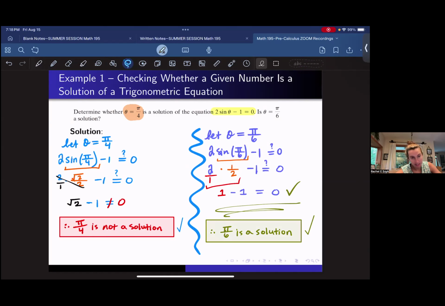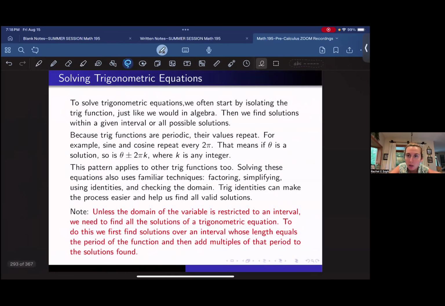Okay, let's continue with solving trigonometric equations. We often start by isolating the trig function, just like we do in normal algebra, and then we find the solutions within the given interval. If there is no interval or no bounds involved, then we just want to find all the possible solutions. There's one thing to keep in mind. When we're dealing with trig functions, we're dealing with periodic functions, meaning their values repeat. Think of the unit circle. It goes on forever and ever.